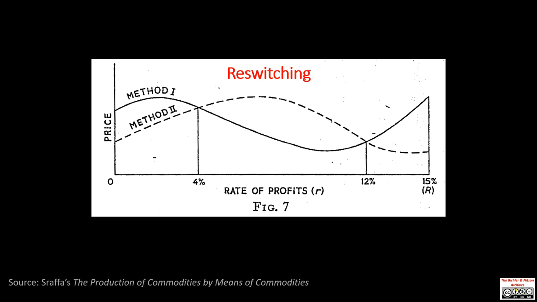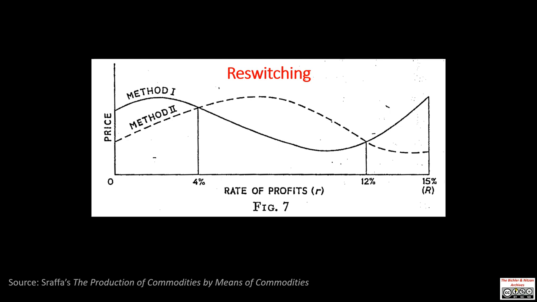This hypothetical chart, taken from Sraffa's book, illustrates what came to be known as re-switching. Let's assume that capitalists have two methods of production. Method 1, which is less capital intensive, and method 2, which is more capital intensive. In this hypothetical example, Sraffa shows that as long as the rate of profit, which he uses interchangeably with the rate of interest, is less than 4%, capitalists will adopt method 2, which is more capital intensive, because the low rate of profit makes it cheaper. But if the rate of profit rises and eventually surpasses 4%, method 1, which is less capital intensive, becomes cheaper and capitalists will switch to it.